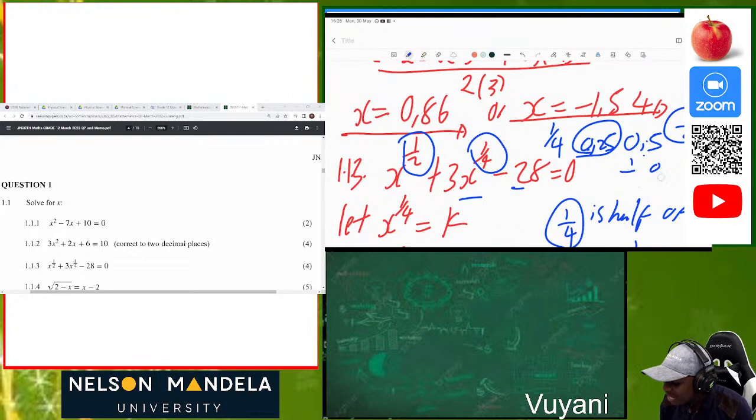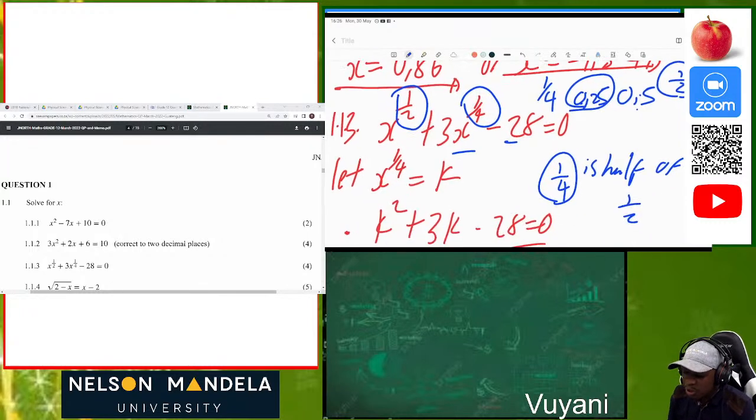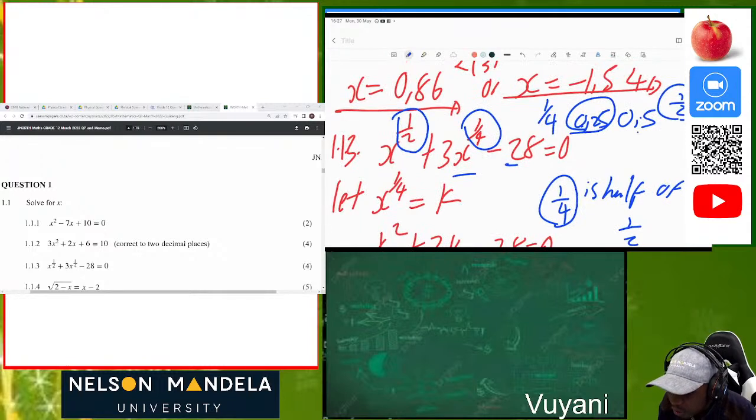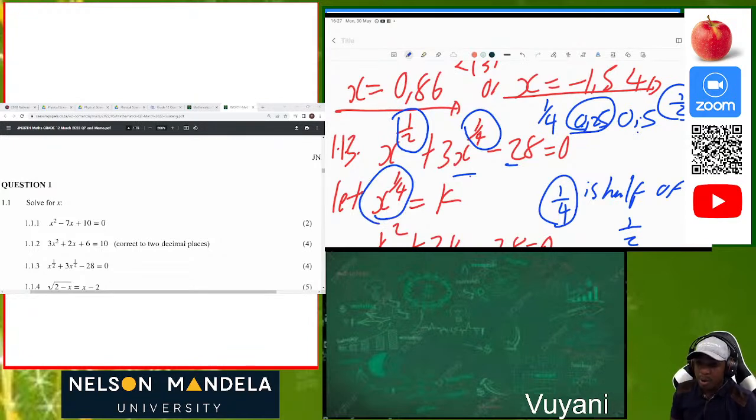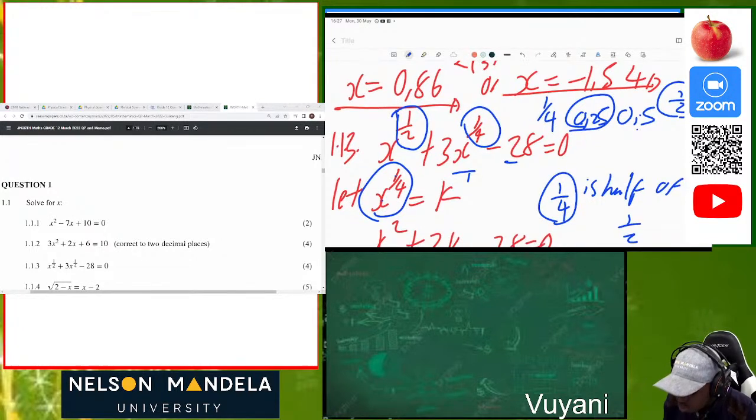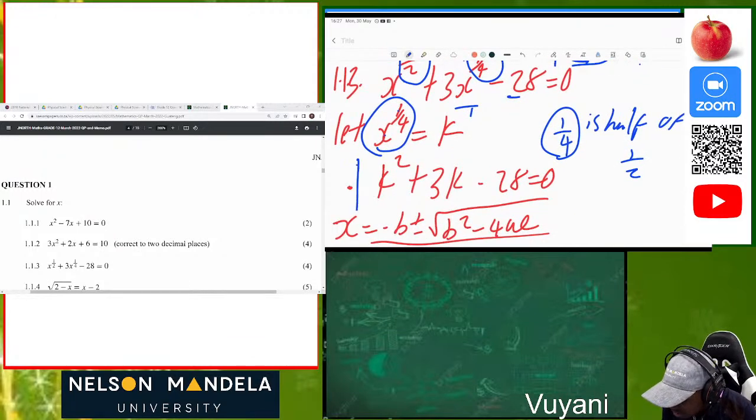So now, having that relationship in mind, in other words, 1 over 2 is 2 times greater than 1 over 4. That's when we use the k method. We look at the smaller one, which is 1 over 4, and equate it to k. So automatically the one which is 1 over 2 is going to be k squared, because this one is only k to the power 1, and we know that x to the power 1 over 2 is half of x to the power 1 over 4. So the one which is half, we equate to k squared. Then we have the equation for k.